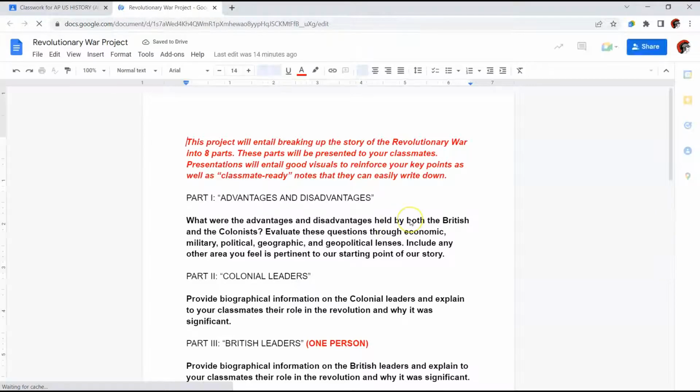Okay, so this project will entail breaking up the story of the Revolutionary War into 8 parts. Now these parts will be presented to your classmates. You will have to speak to your classmates. I'm going to ask you a big favor. When you do present, give the people a proper visual to reinforce your key points. A good visual can make or break your presentation. Also, please have notes that are classmate ready.